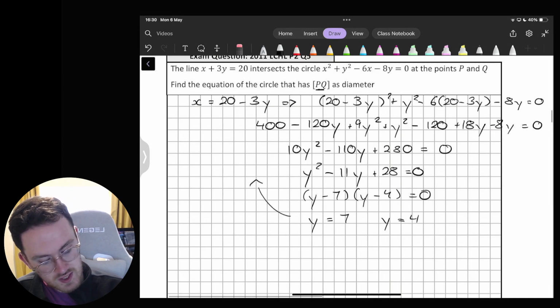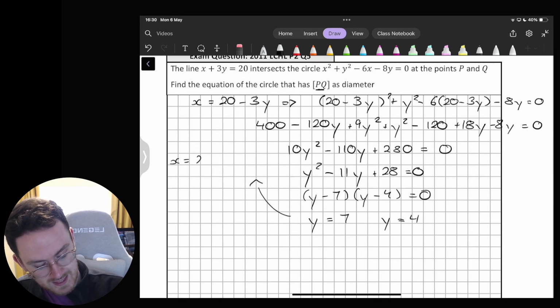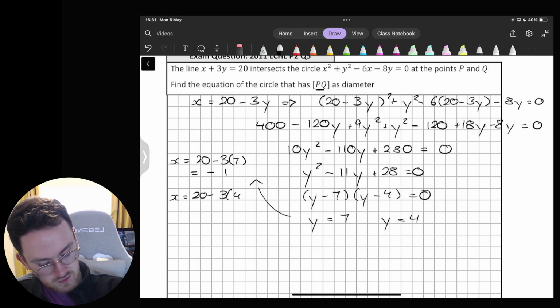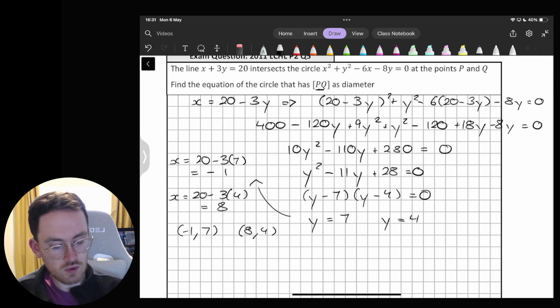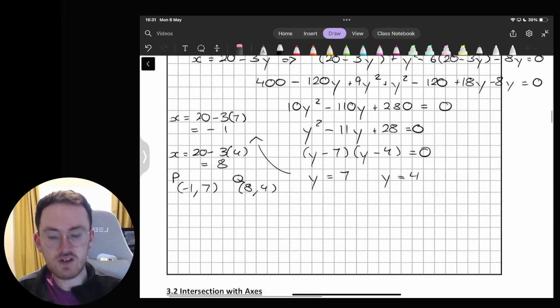Taking both of those then and subbing them into my equation for x here. 20 minus 3 by 7, which is going to give me minus 1. And 20 minus 3 by 4, which is going to give me 8. So I have (-1, 7), and I have (8, 4) as my 2 points here. Okay, so one of them P, one of them Q. We can just kind of go with one of each there for P and Q.